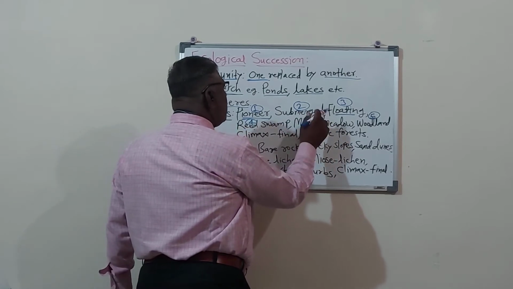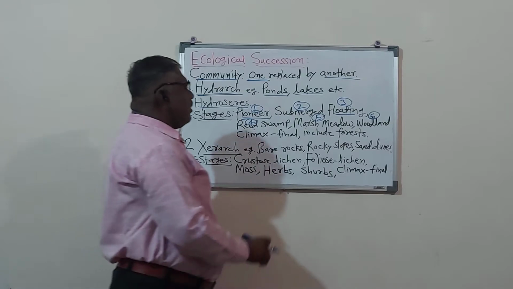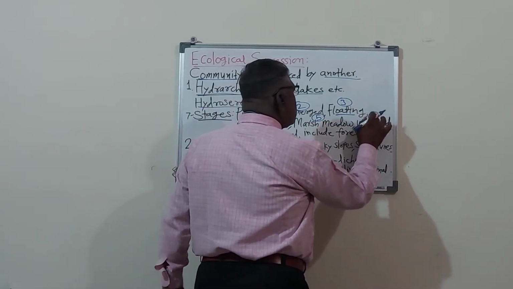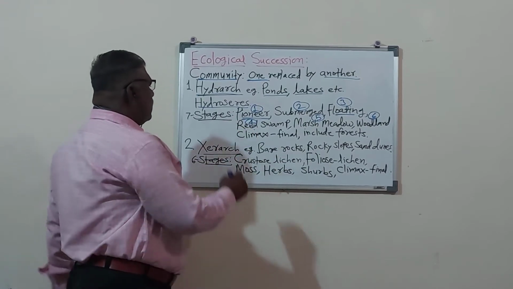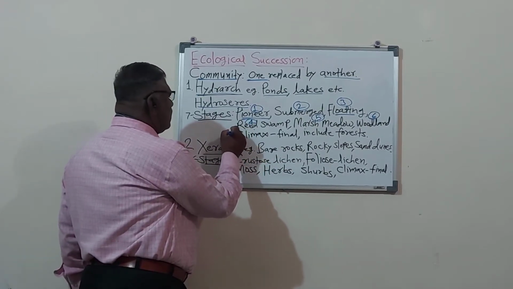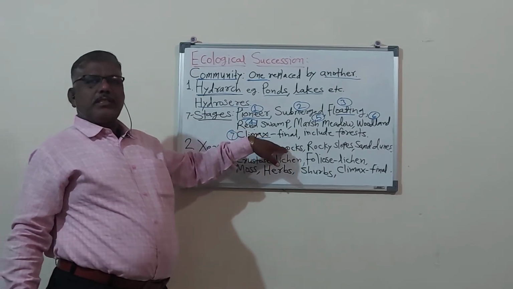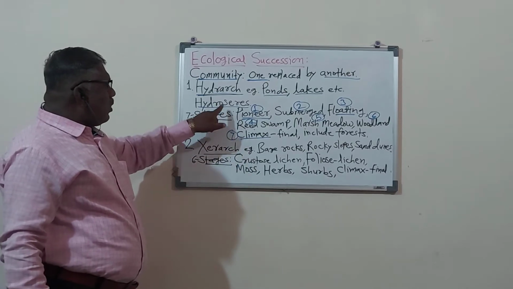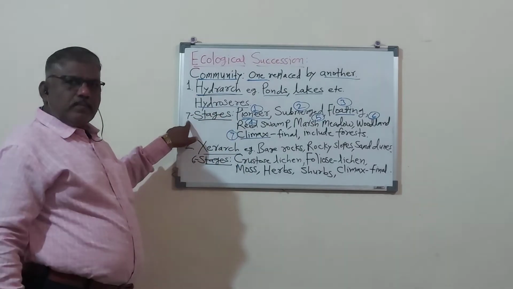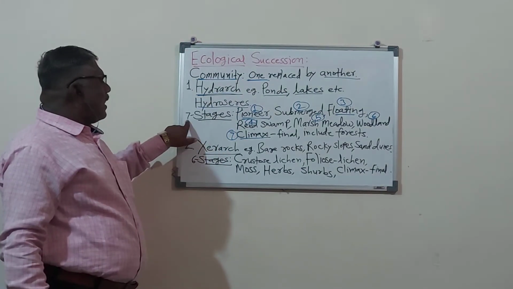Then after that, the next stage is the marsh meadow stage. After the marsh meadow stage, there is the sixth stage, that is the woodland stage. And after the woodland stage, the last one is the seventh, that is the climax stage. And the climax stage is the final stage of this hydrosere. So in hydrosere, there are seven stages. Previously I have given here, in hydrarch, there are seven stages.